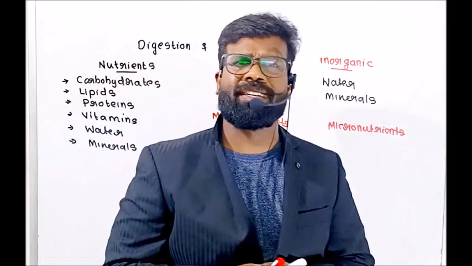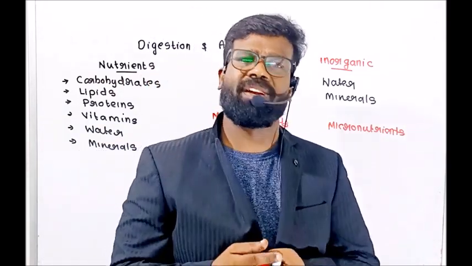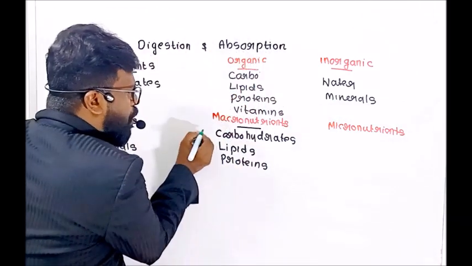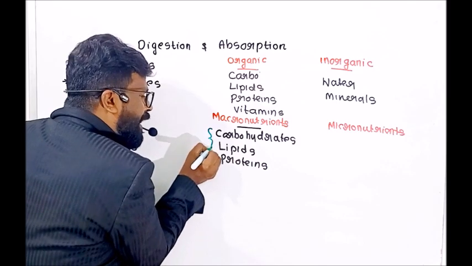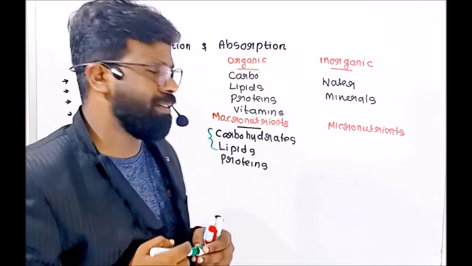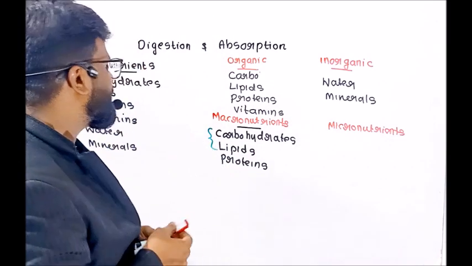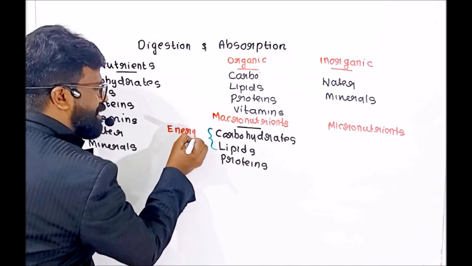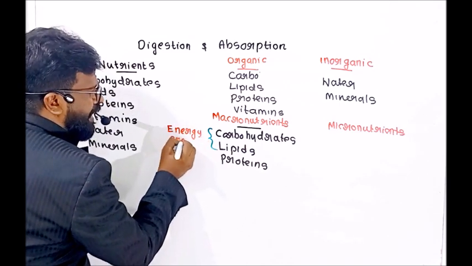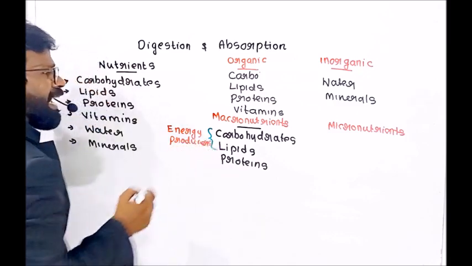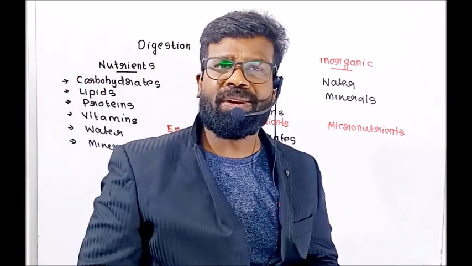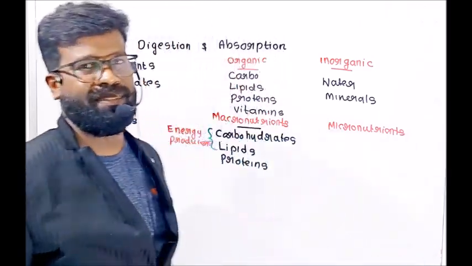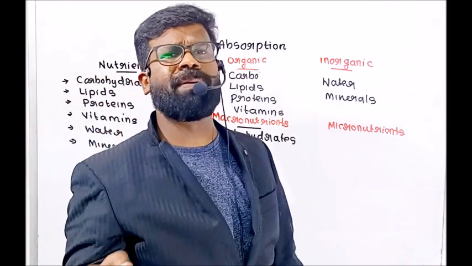Among these macronutrients, the body has a preference for certain nutrients for energy production. Usually the body prefers carbohydrates and lipids for energy production. So carbohydrates and lipids are commonly called the energy producers, the actual energy producers. The body prefers carbohydrate over lipids for energy production.